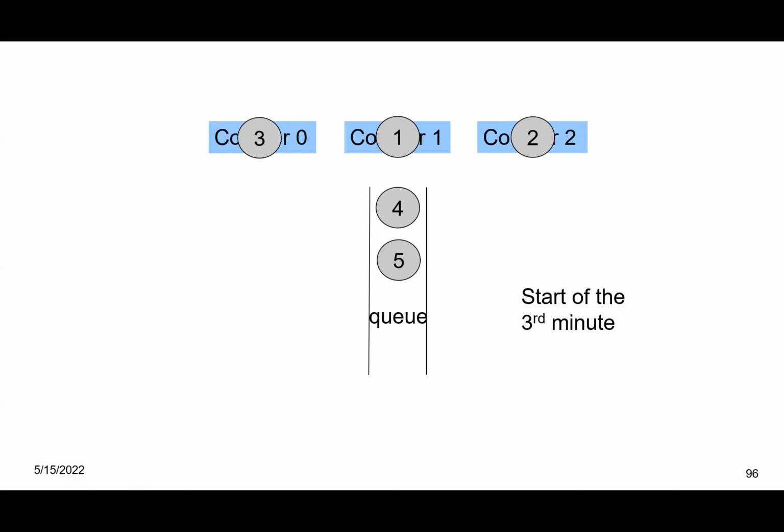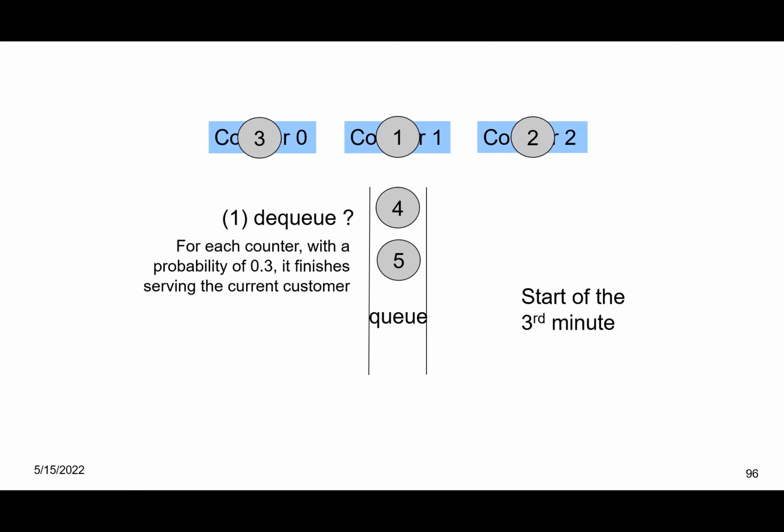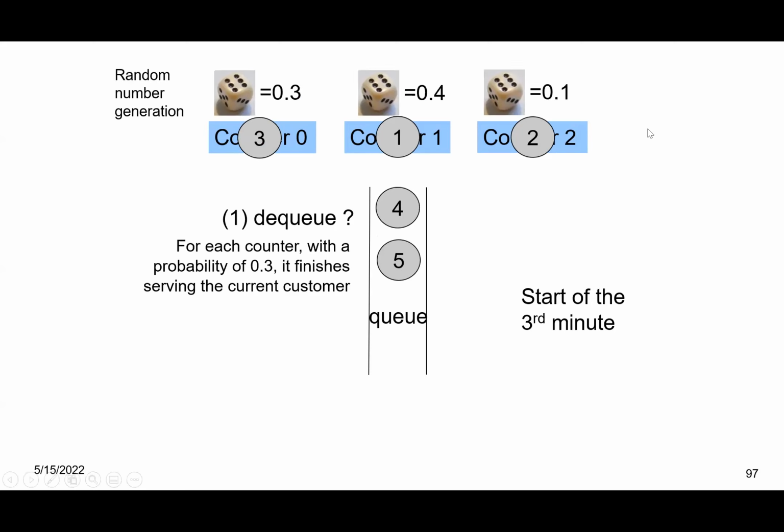And then in the third minute, you do step 1 again. So determine which counter to dequeue to remove the customer. So you generate a random value again for each of the counters here. Based on our value, if it's less than or equal to 0.3, you are going to remove the customer from the counter, right? Means the customer will leave. So based on this value, counter 0 and counter 2, the customer will leave, right? Then customer 1, because the value in counter 1 is 0.4, still remains there, hasn't finished yet, okay? So now, this is the first step.